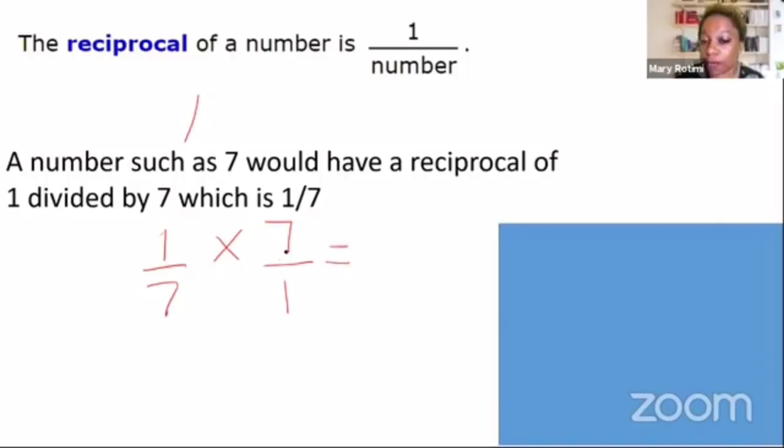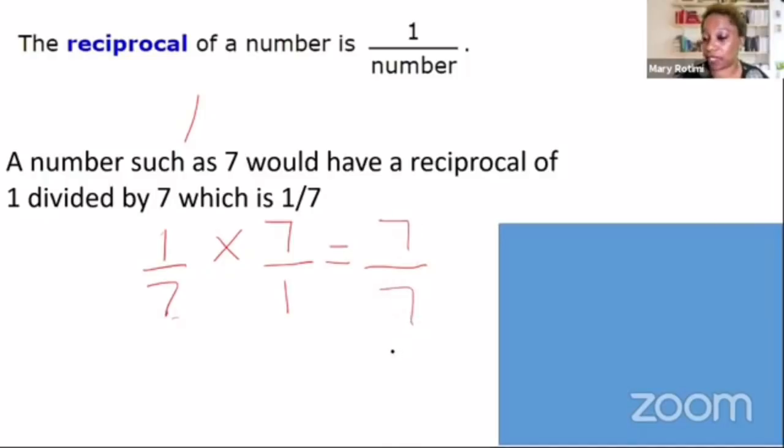How do you multiply 2 fractions then? This is where fractions come in now. How do you multiply 2 fractions? I've got a video on YouTube that talks about how to multiply fractions, but I'm going to sing a song to help you remember. Just multiply the numerator and the denominator. So 1 times 7 is 7. 7 times 1 for the denominator is 7.